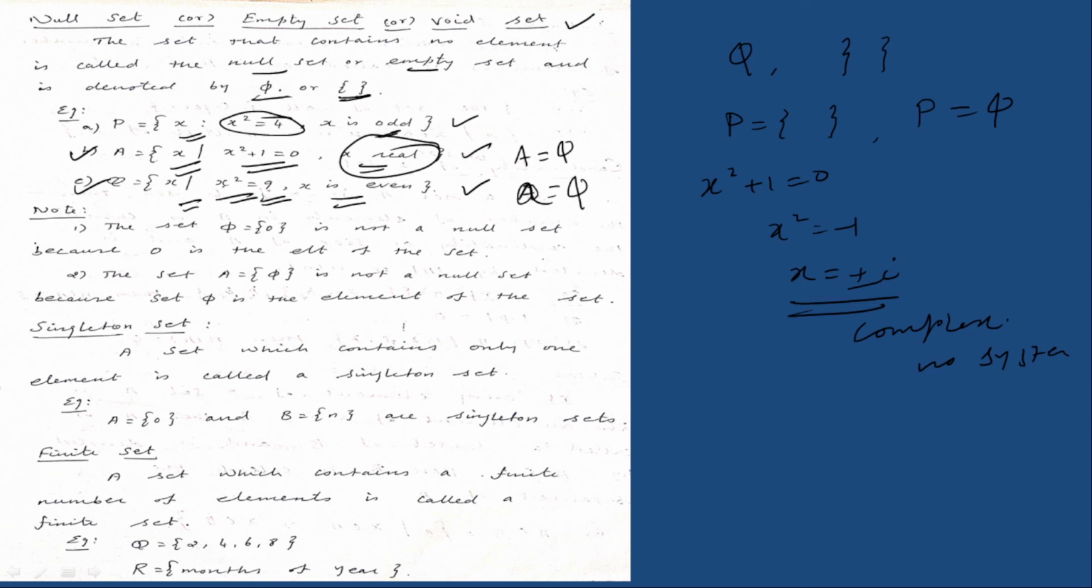The next, these are the points you make note of. The set phi equal to {0} is not a null set, because 0 is an element of the set.